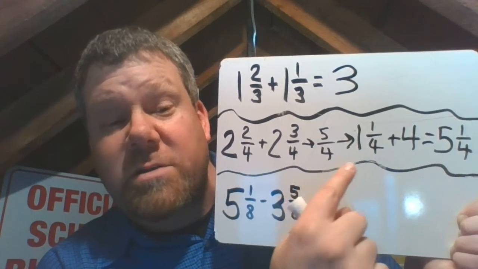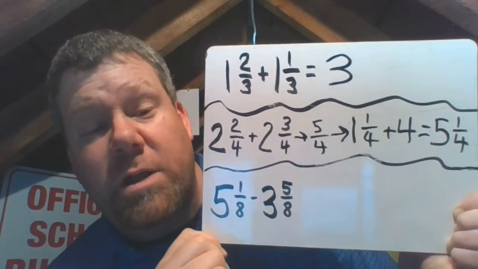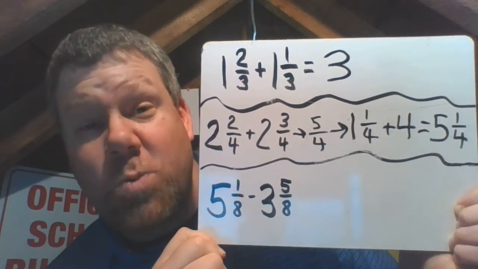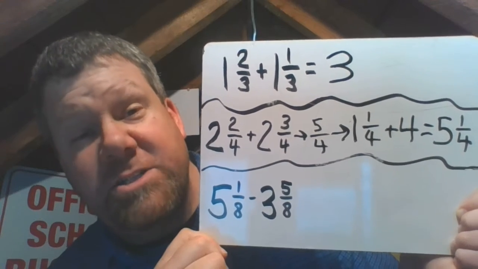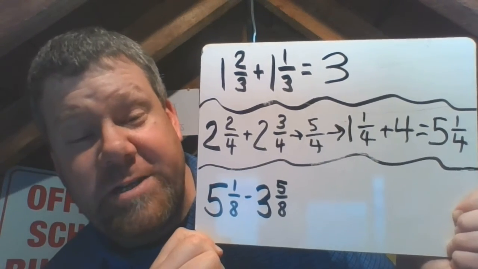So 5/4 equals 1 1/4. Then we just needed to remember to add the other two whole numbers. All right, our last one is a doozy. So again, I will try to be more helpful than confusing.